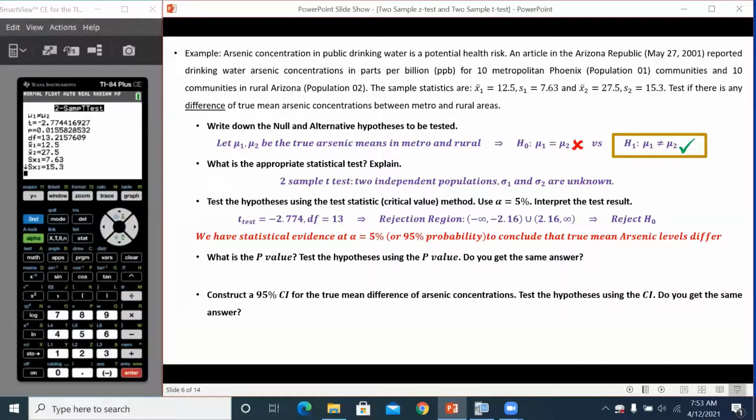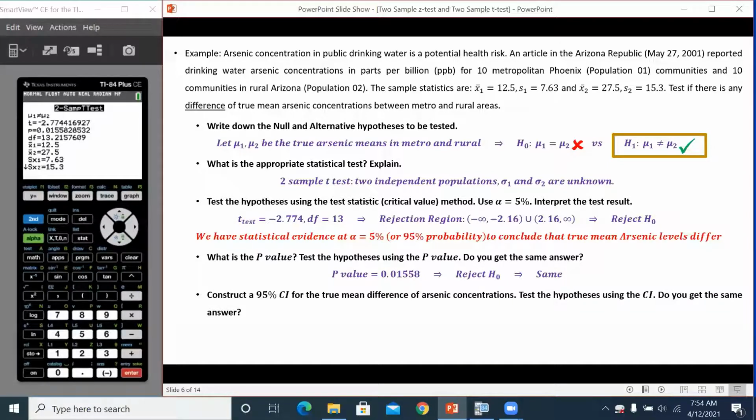The next question, what's the p-value? Test the hypothesis using the p-value. Do you get the same answer? According to the calculator output, the third line indicates the p-value, which is 0.01558, which is lesser than 0.05. Therefore, also, we reject the null hypothesis. This also gives us the same answer. Interpretation is also the same.